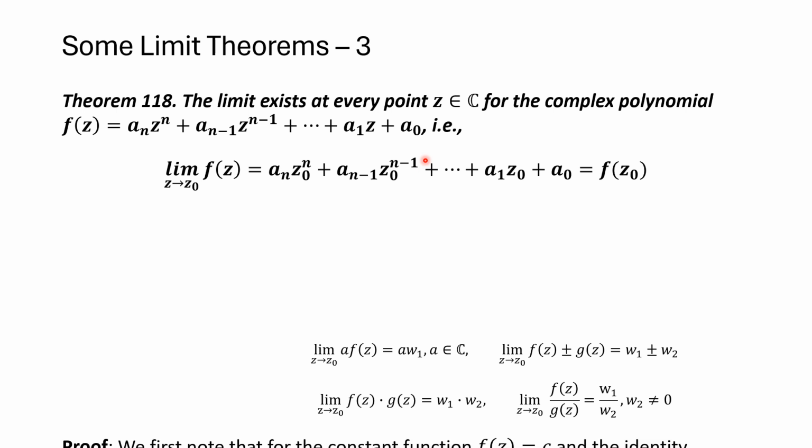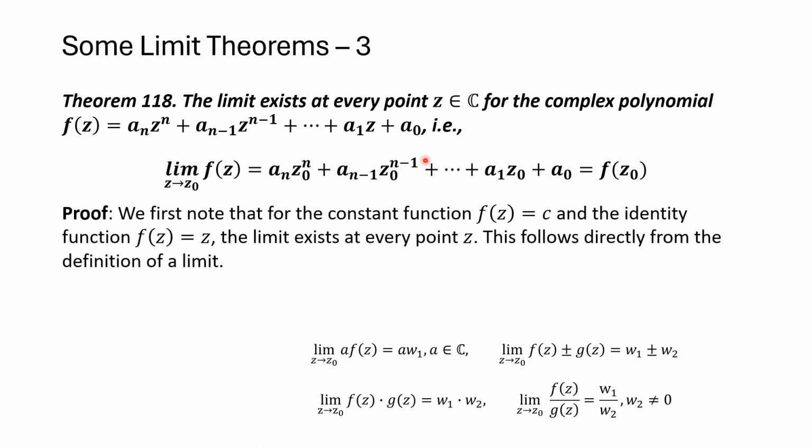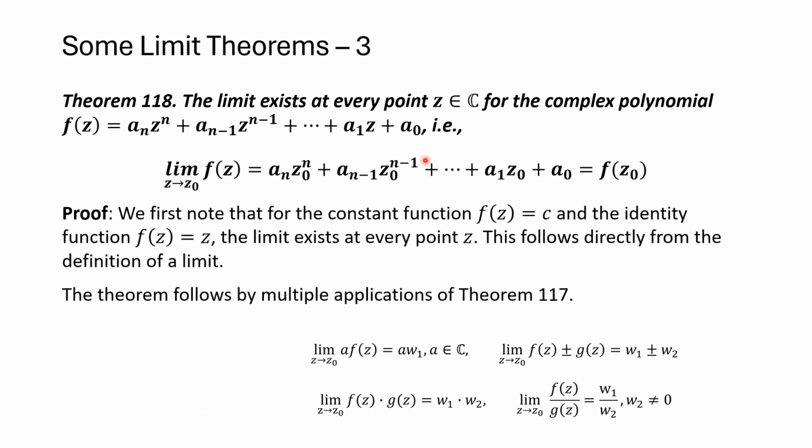I'll just give you a very high level proof, or at least a sketch of a proof. The idea is that we first note that for a constant function f of z equals c, and the identity function f of z equals z, which are just special cases of this, the limit exists at every point z in the complex plane. And you can do that using the definition of limit.